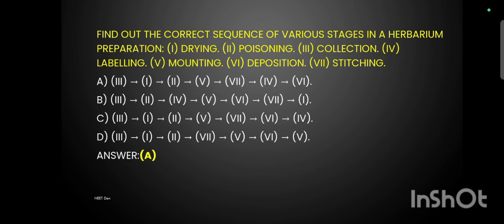The answer here is A, in which the first stage is 3, that is collection. The second stage is 1, that is drying. The third stage is 2, that is poisoning. The fourth stage is 5, that is mounting. The fifth stage is 7, that is stitching. The sixth stage is labeling and the seventh stage is deposition. So this is new information in this particular question.